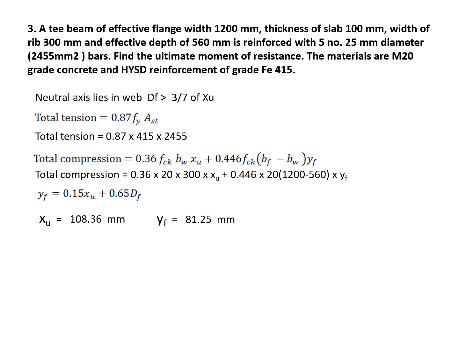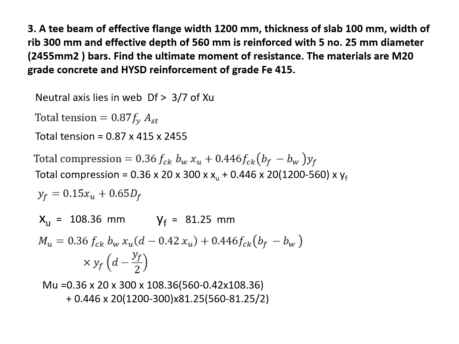And once you have this in place, all you do is write the expression for moment. First portion again is thinking that this web is the width of the beam and goes up to the top of the beam, and second part is the remaining of the flange multiplied by the lever arm. So when you plug in these numbers, you will get the total.